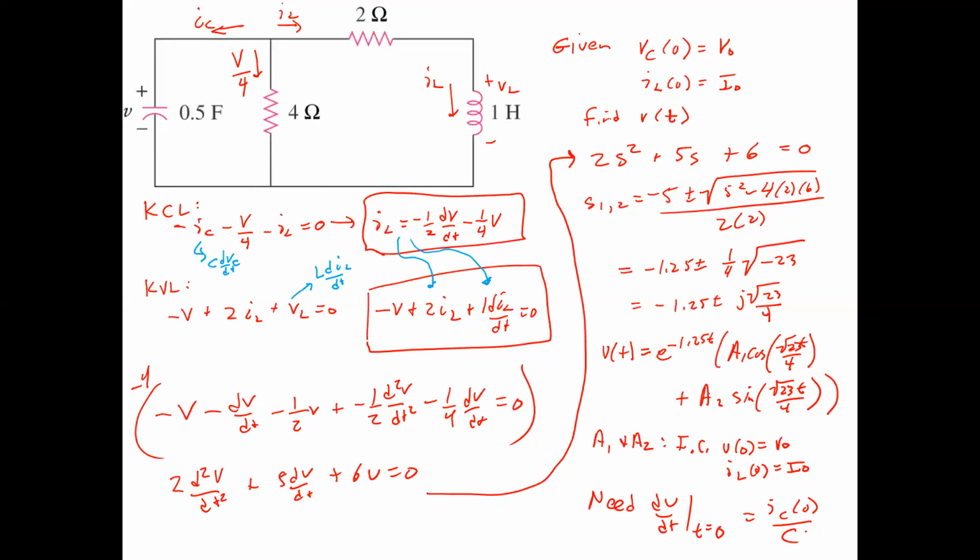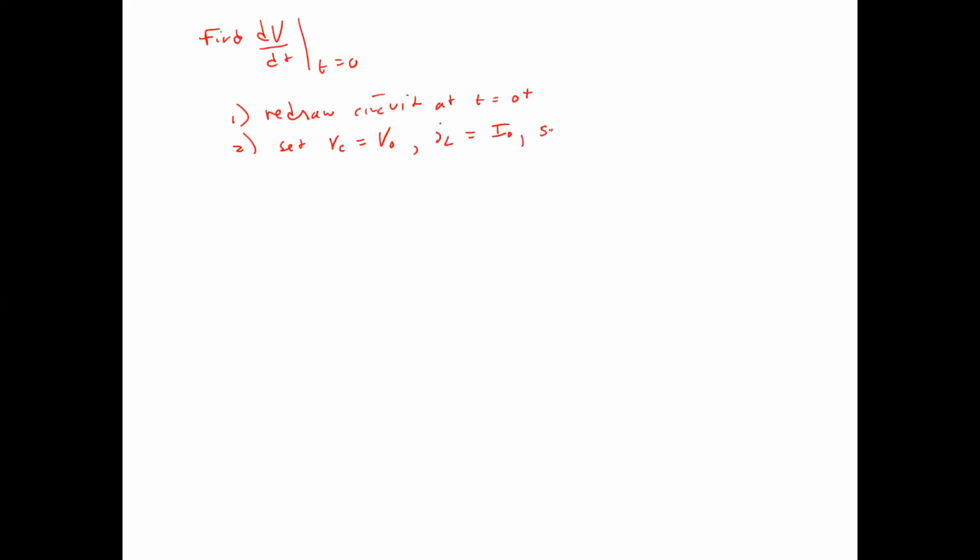It'll be in terms of V0 and I0. You're not going to have a number, but see if you can solve that. So you're going to redraw the circuit. So find dV/dt at t equals 0 by first redrawing the circuit at t equals 0 plus, and then set VC equal to V0, IL equal to I0, and then solve for IC.